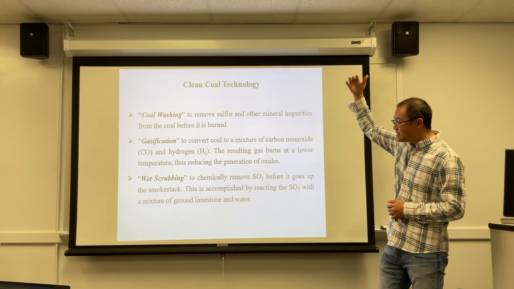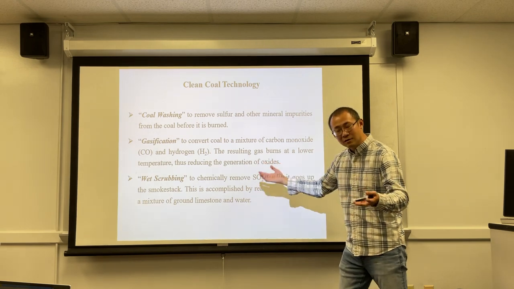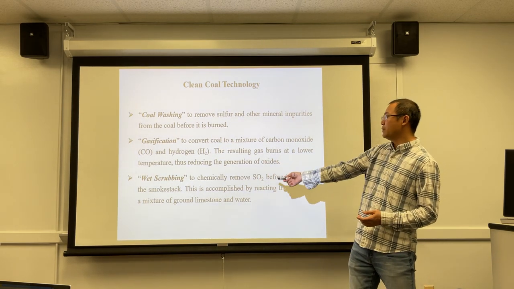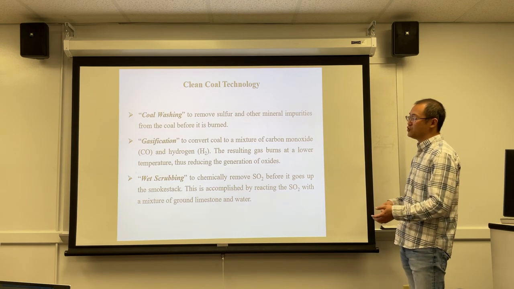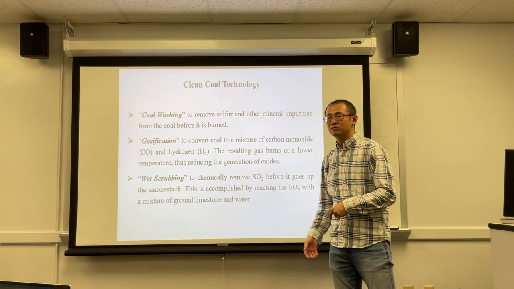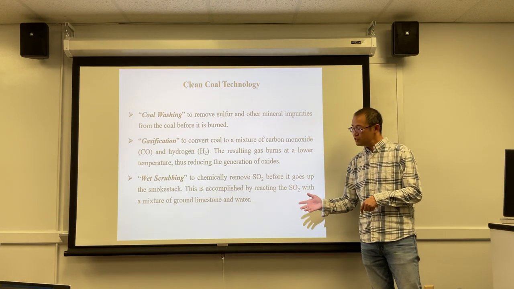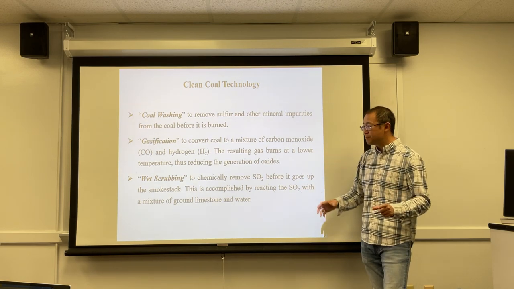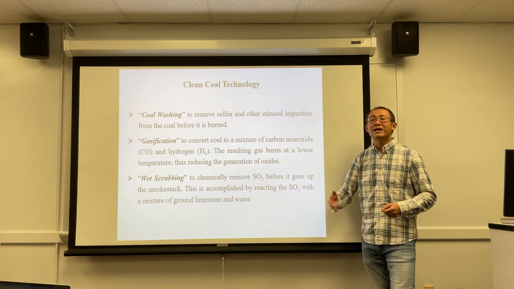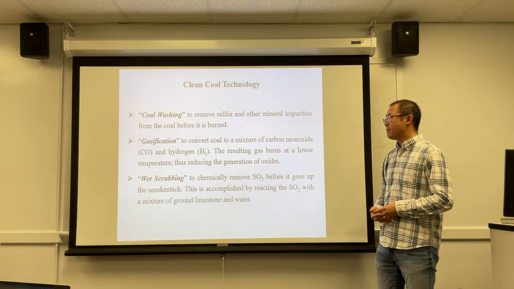So when you release the exhaust from burning coal, you're releasing less what? Less sulfur oxide. This is accomplished by reacting SO2 with a mixture of some base compound, such as ground limestone. And also, because of this technology, we can use the sulfur trapped from the burning of coal to make sulfuric acid or some sulfur products as a byproduct.